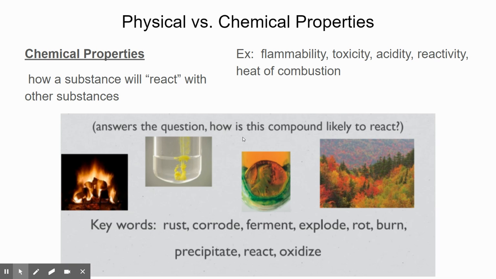Because for chemical changes, there's fewer words to remember. There's fewer properties to remember. Whereas there's physical changes and physical properties, there's so many of them that I just remember the chemical ones, and then if it's not chemical, then it must be physical.